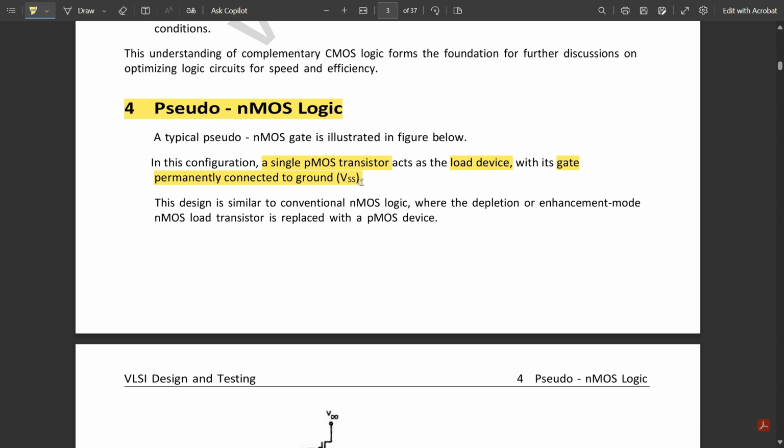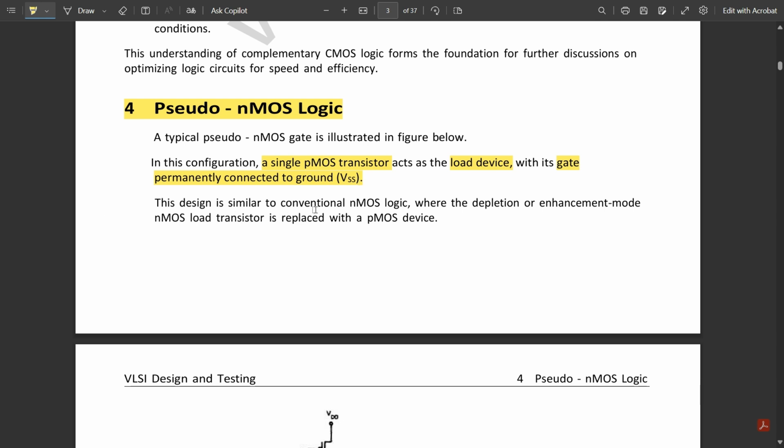This is one change. In the pull-down part, the NMOS transistors remain as they are. You don't have any change. So I hope you understood, very easy. In the pull-up part, we have only one single PMOS transistor. Whatever expression you give, the pull-up part consists of only one PMOS transistor, whose gate would be permanently connected to ground. It means that the PMOS transistor remains on permanently.